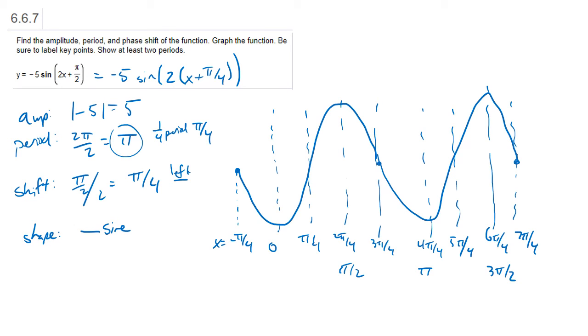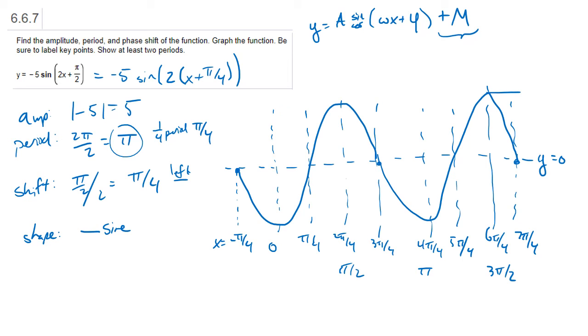Let's label some y values. We haven't done a vertical shift. A vertical shift, by the way, would look like adding something on at the end there. Since we don't have anything added there, our median value is 0. Our maximum value is to move one amplitude up, and since the amplitude was 5, that goes up to 5. And our minimum value is to move one amplitude down, so that will be at minus 5.